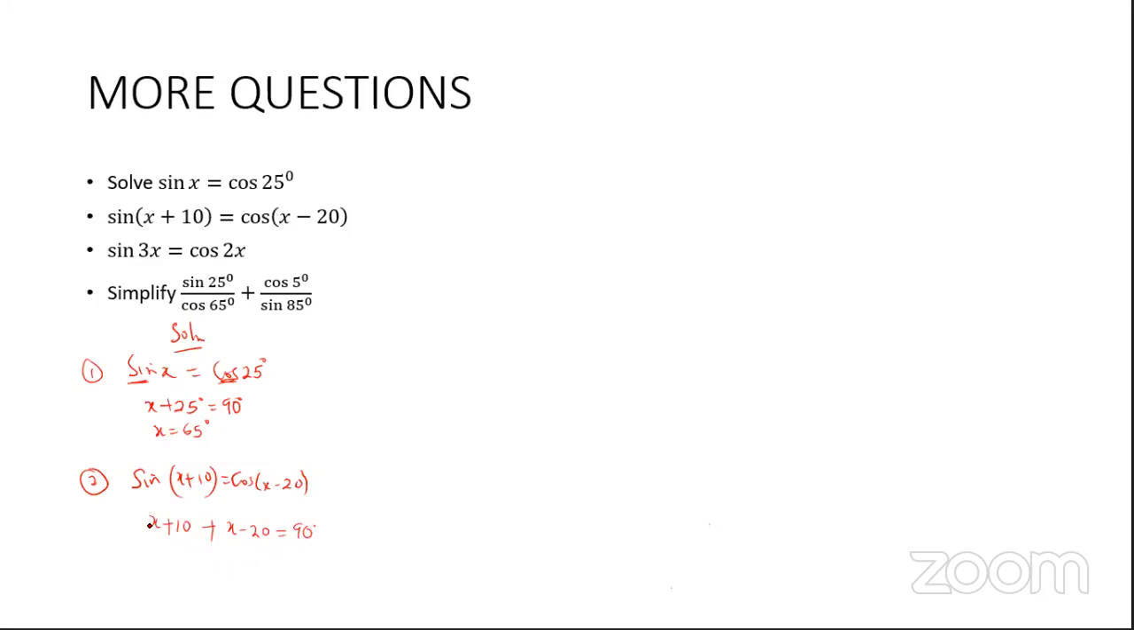It's a must. So by the time you collect like terms, you have 2x, 10 minus 20 will give us minus 10, equals 90 degrees. So 2x equals to what? 90 plus 10, that's 100. So x will be equal to 50. So it means x must be equal to what? 50. So who wants to do number 3 for us?